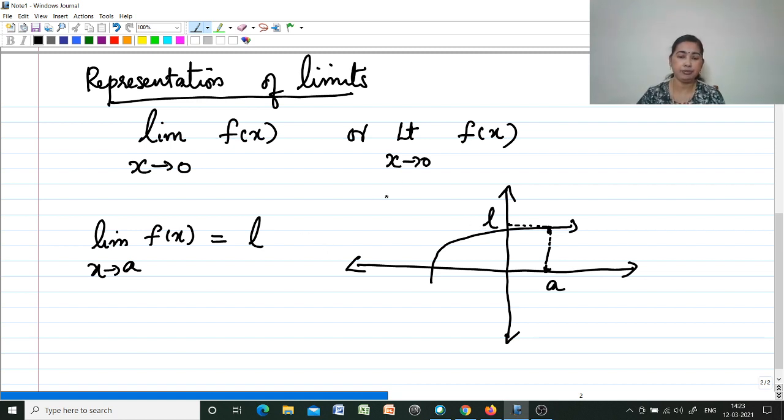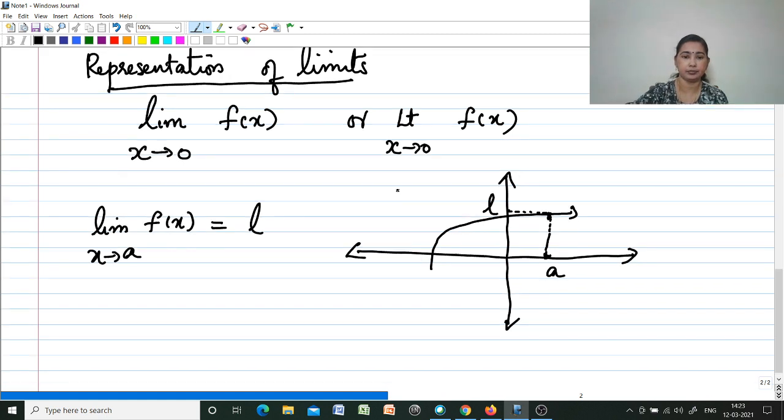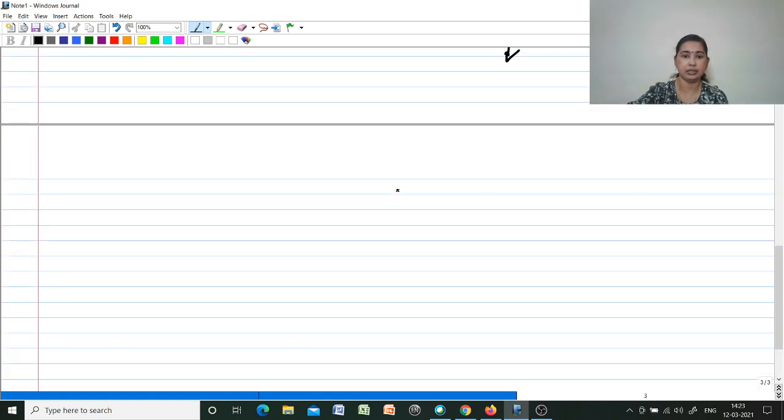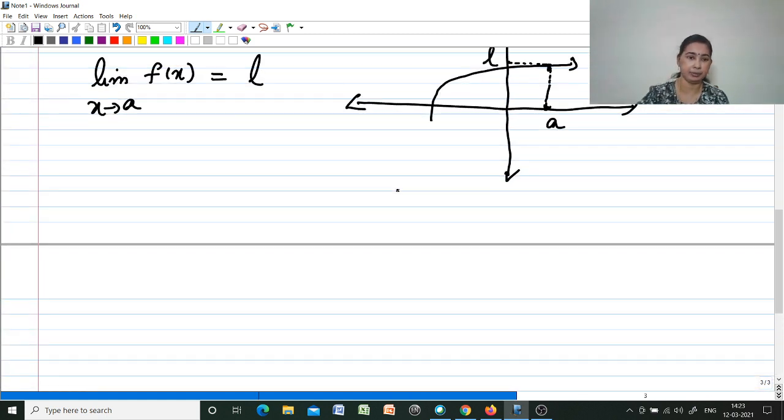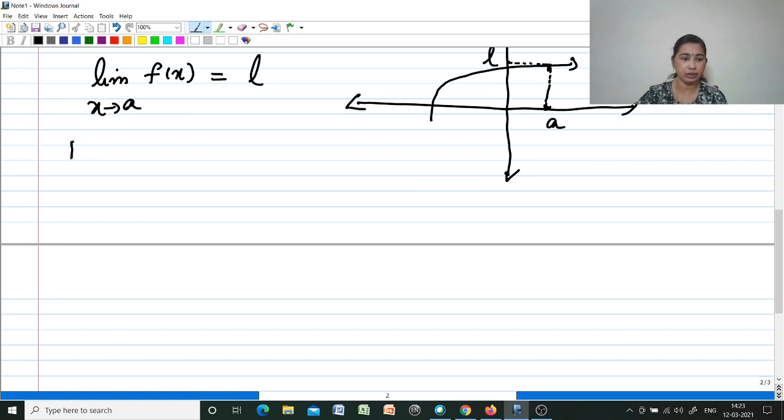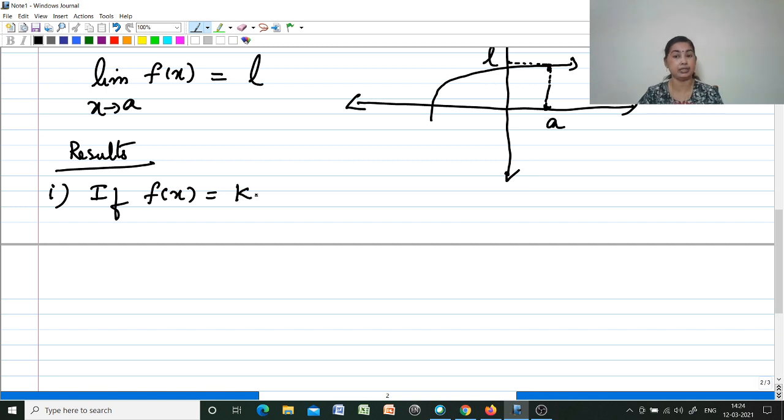Okay, there are a few results to learn about these limits. What are those results? First result: if f of x equal to k, where k is a constant.